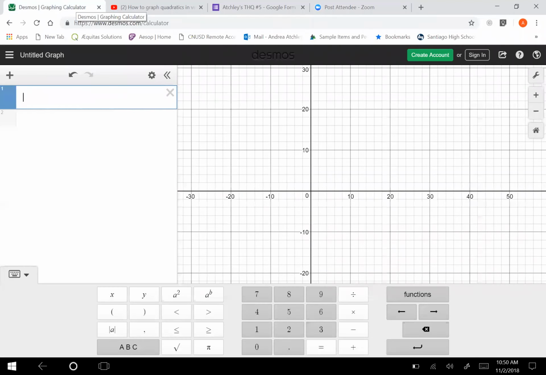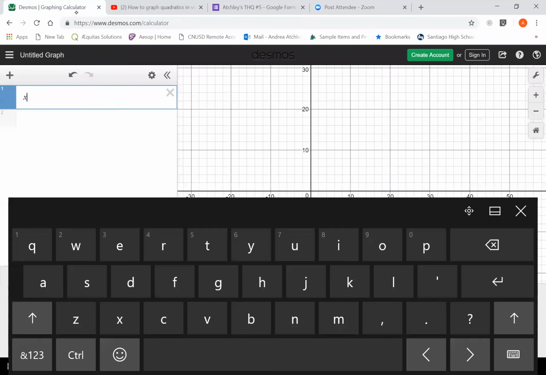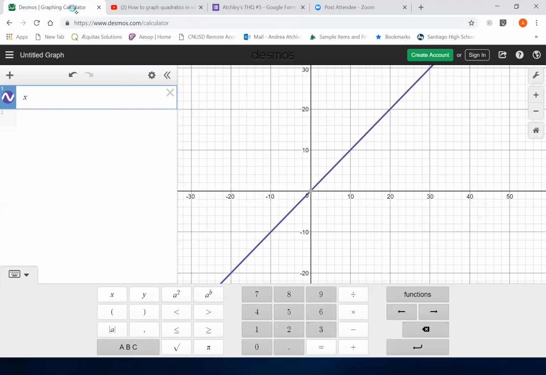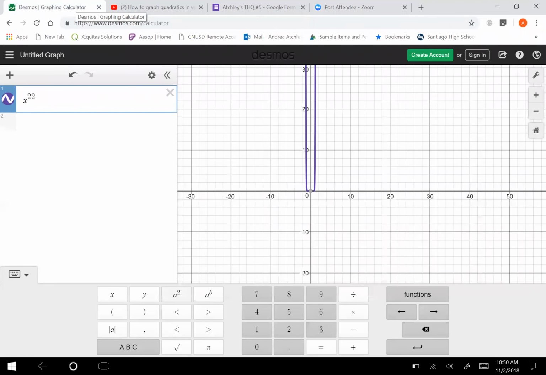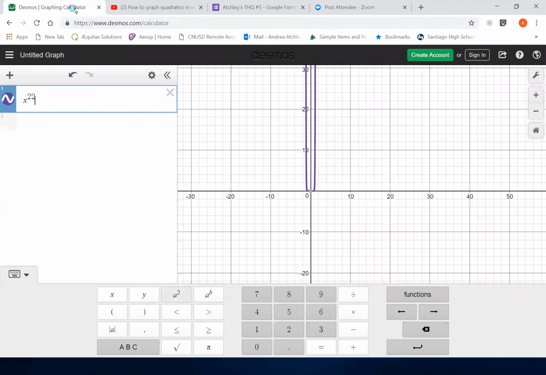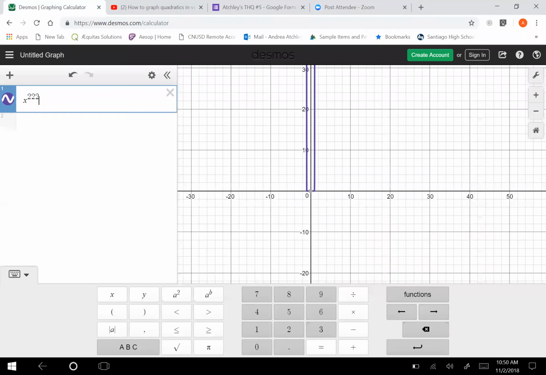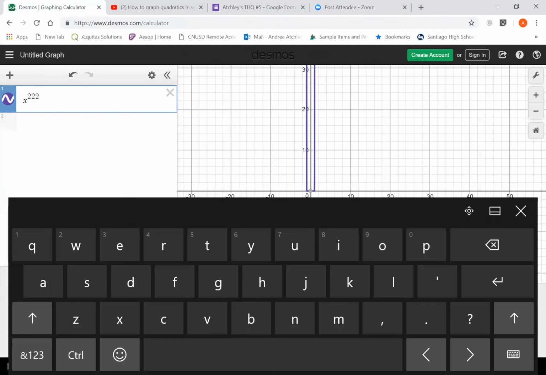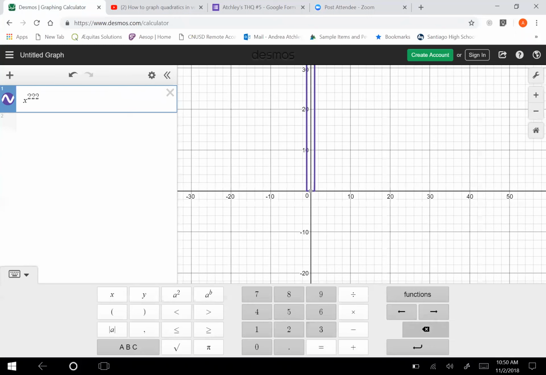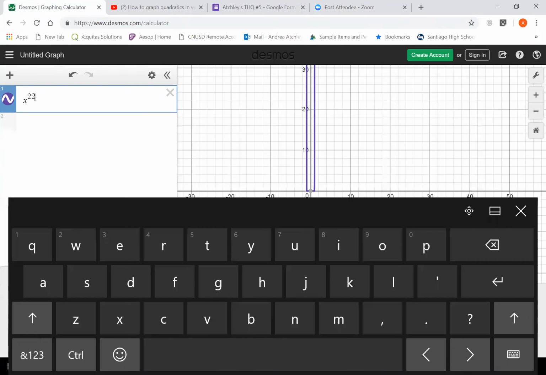Okay, you have this little keyboard right here that you can pull up and enter x. This is squared. Why does it keep doing that? Squared, oh, delete that. Okay, that's hilarious right now, so let's fix this.